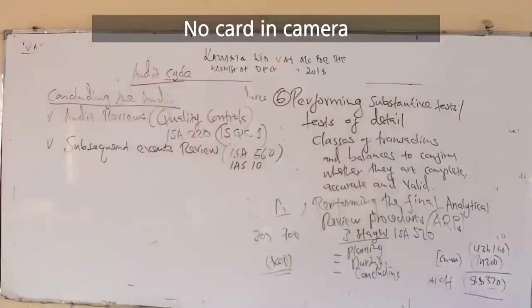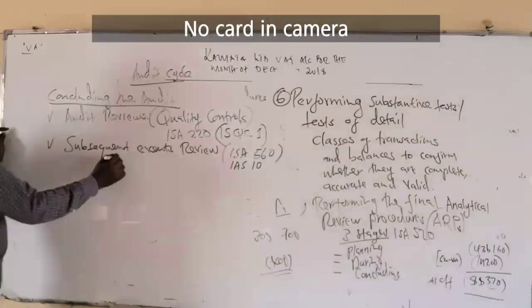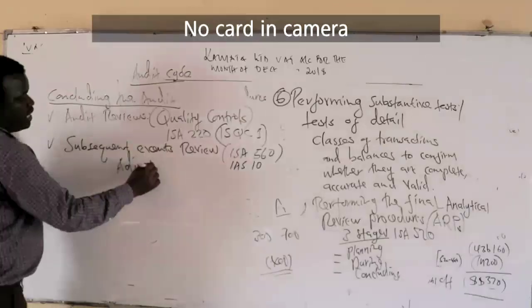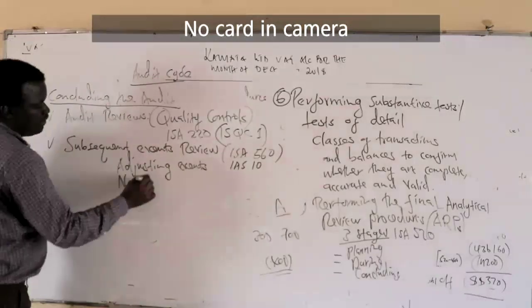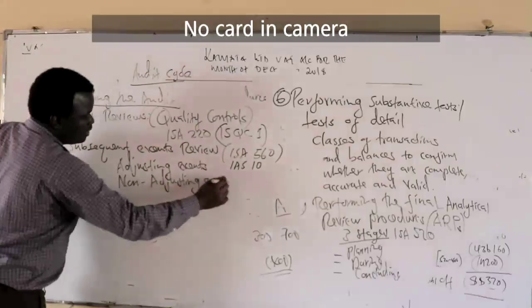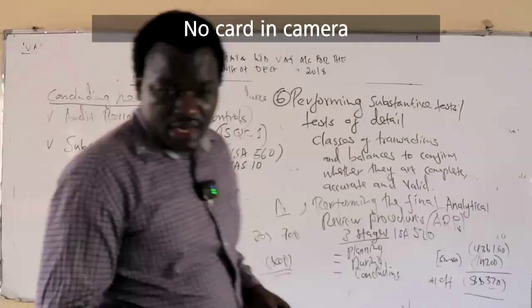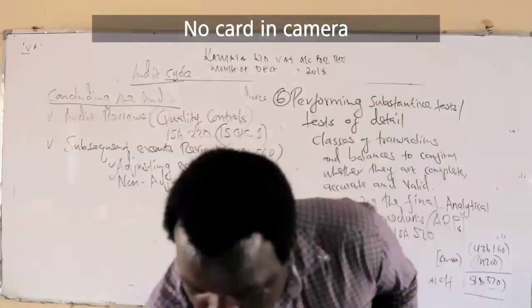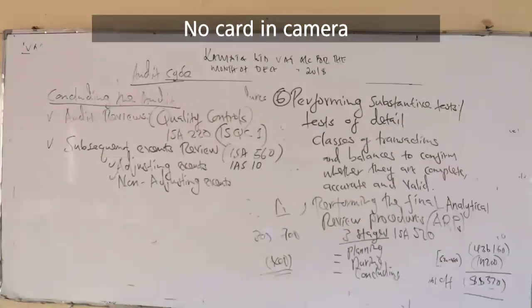We know what to call the subsequent events. These subsequent events can be either adjusting events or non-adjusting events. So there are two types, two categories of subsequent events: the adjusting events and the non-adjusting events.